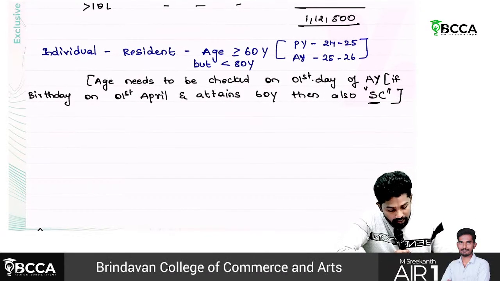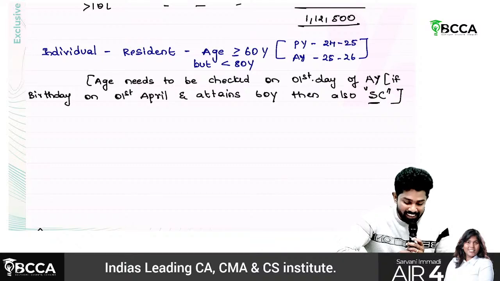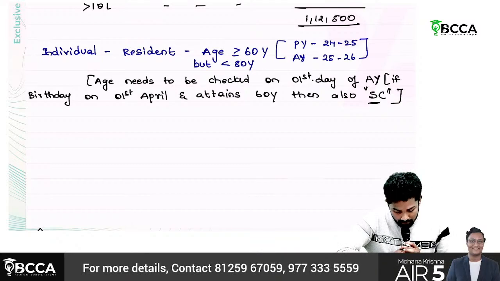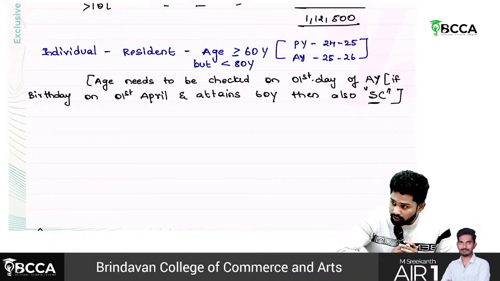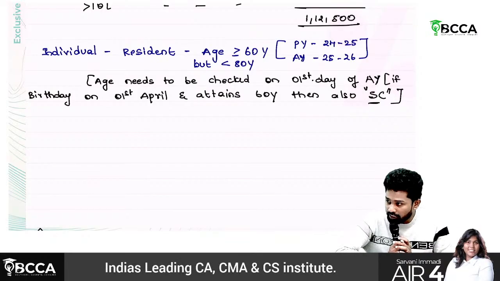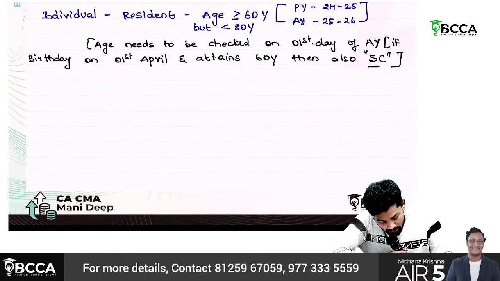Age needs to be checked on first day of assessment year. If birthday is on 1st April and attains 60 years, then also senior citizen. 1st April of assessment year only is birthday. That day only he got 60. Still he will be considered as what? Senior citizen only. See here, the tax rates are like 0 to 3 lakhs.